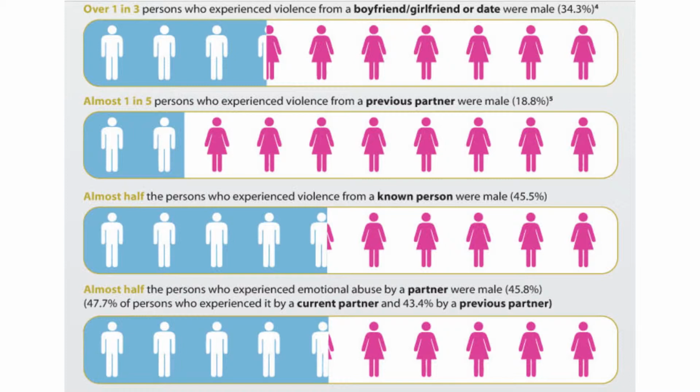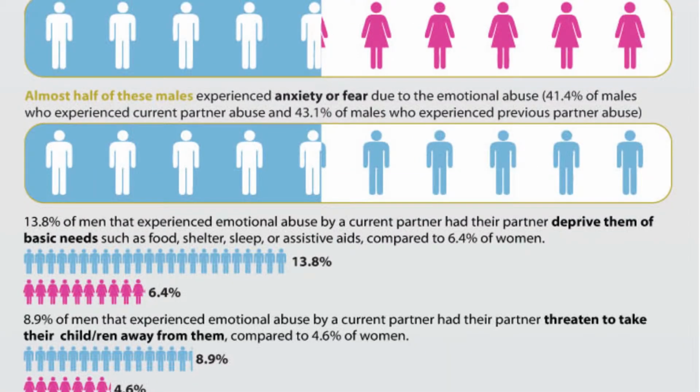Almost half the persons who experienced violence from a known person were male, 45.5%. Almost half the persons who experienced emotional abuse by a partner were male, 45.8%. 47.7% of persons who experienced it by a current partner and 43.4% by a previous partner. Almost half of these males experienced anxiety or fear due to the emotional abuse, 41.4% of males who experienced current partner abuse and 43.1% of males who experienced previous partner abuse.